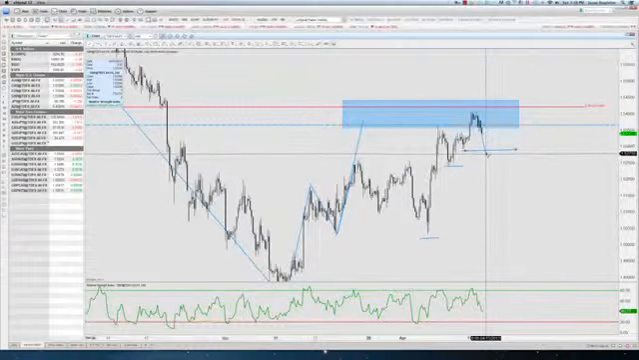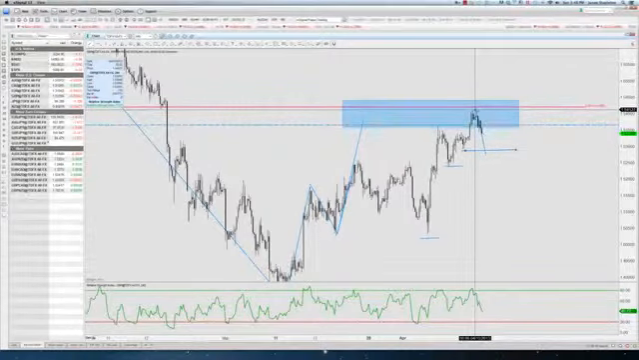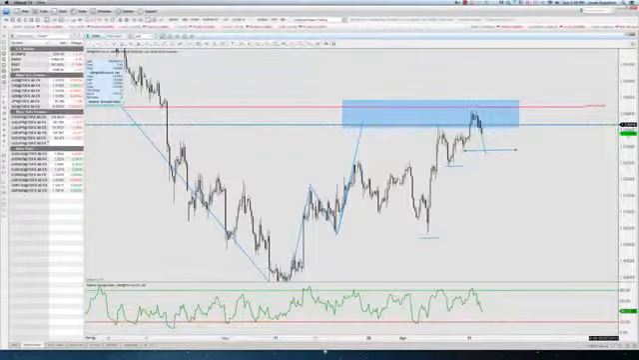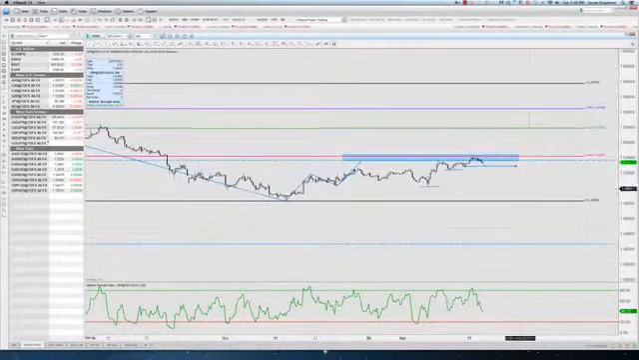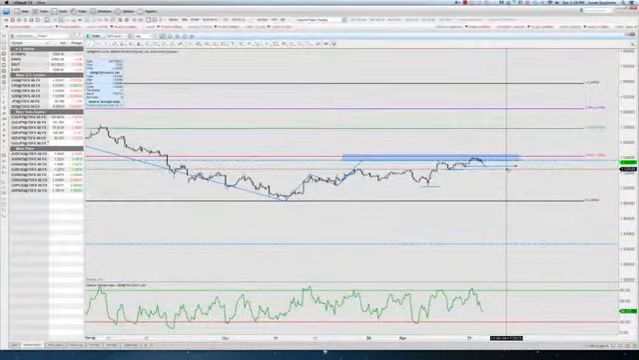And once that happens, once we get a close below that, then you can short the market. Then your stops only have to go here. Then you only have to go above 154.12. And what that gives you is a massive risk-reward opportunity there.